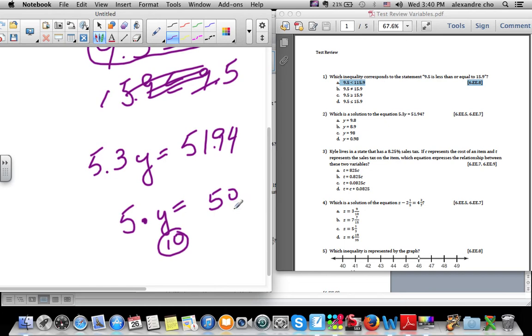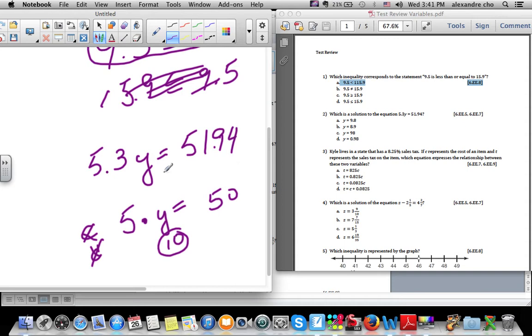So look at your multiple choice answers. Look at letter C. It says 98, that's way too much. So 98 is out. D is 0.98, which is close to 1. That doesn't even make sense. 5.3 times 1 equals 51.94? No. So right away I got rid of C and D. And A is 9.8 and B is 8.9. So one of the two actually is the correct answer.